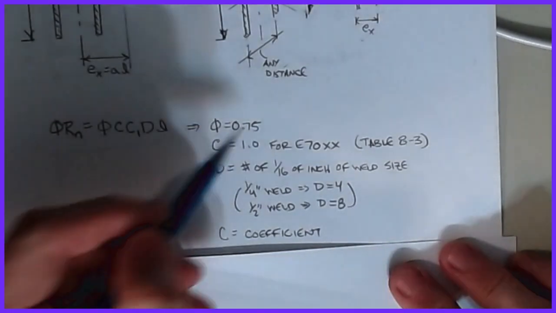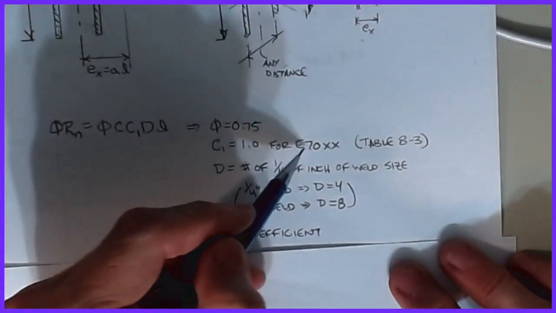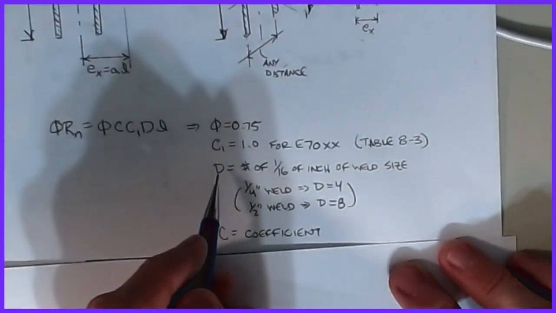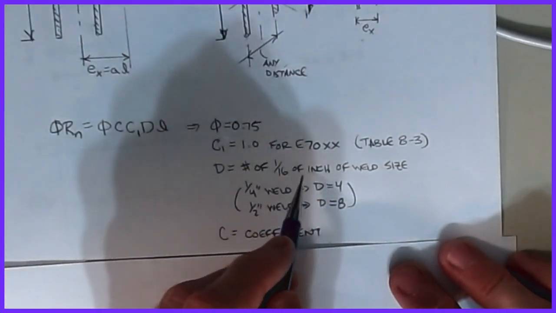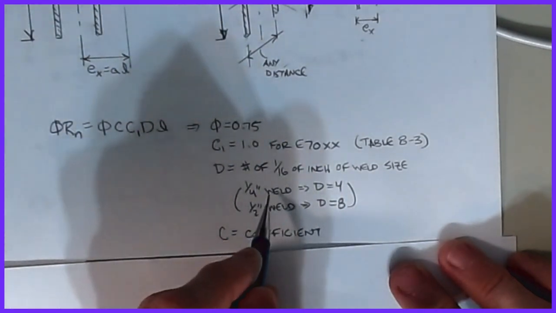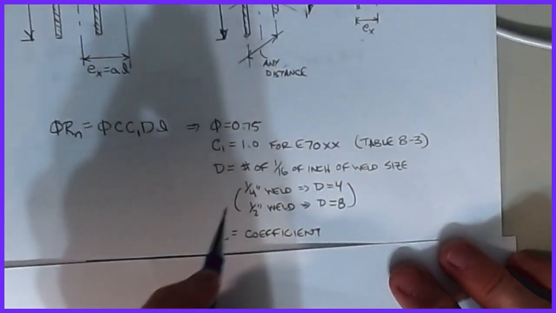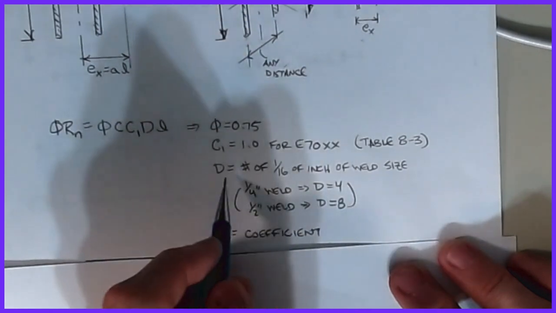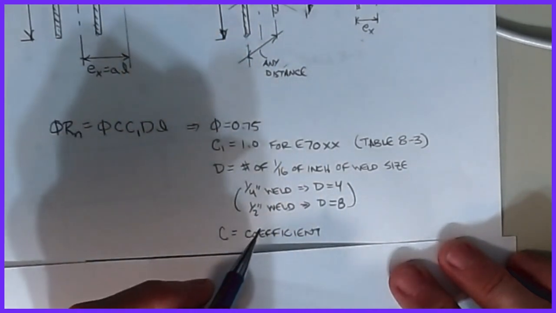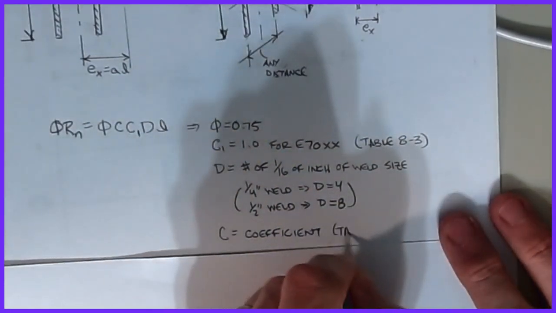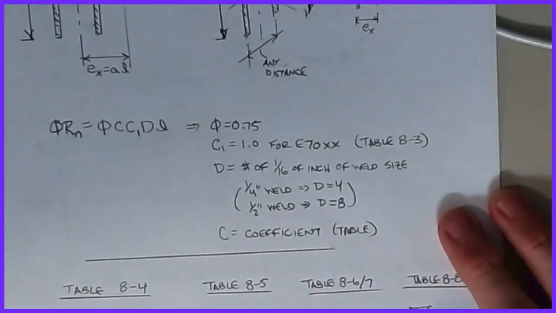All right, so going through these things really quickly. Again, phi is 0.75, C1 is 1.0 for the 70 KSI electrode. That's table 8-3. And then D is the number of 1/16 of an inch increments given in the weld size, which basically means that for a 1/4 inch weld, D is 4, because that's 4/16. And then a 1/2 inch weld is 8, or 8/16. So that's the only real trick, you have to remember it's the number of 1/16 portions. And then C is the coefficient, and this comes out of the table that we're looking at. Really, really simple.